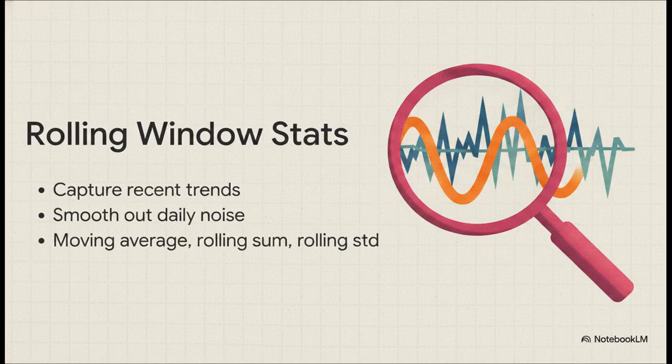Okay, technique two is rolling window statistics. And I like to think of this as our magnifying glass. Daily data is often incredibly noisy. I mean, maybe a Tuesday had weirdly low sales just because of a random thunderstorm. By applying a moving average over, say, a 7-day window, we absorb and smooth out all that daily static to reveal the true underlying weekly trend. You can also use rolling sums to see total volume over a week, or even rolling standard deviations to measure just how volatile the data has been recently.